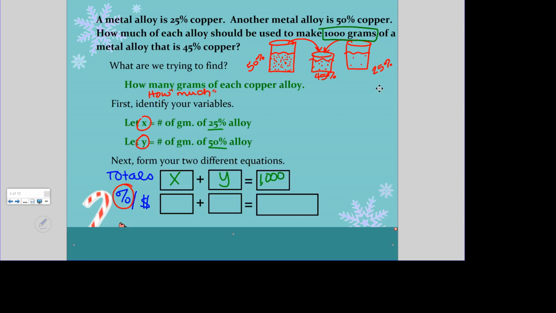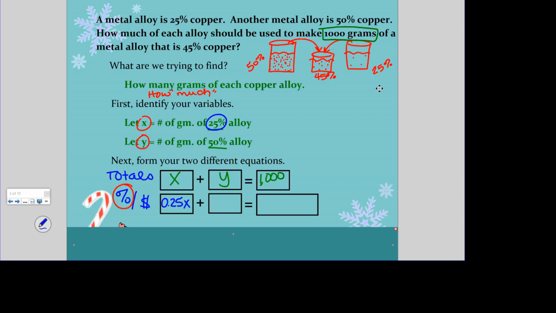From here, we want to set up a percentages equation. Now, X is the number of grams of the 25% alloy. So however many grams of that copper alloy there are, 25% of those grams should be copper. To calculate that, we're going to multiply X by 25%. And when we do that in an equation, we should convert that percentage to a decimal.